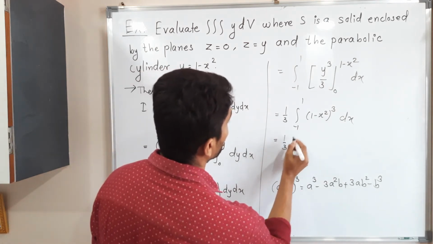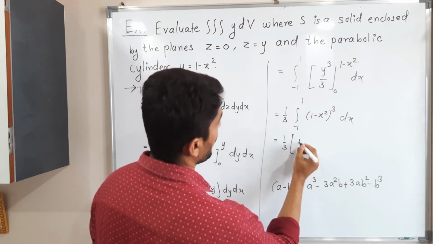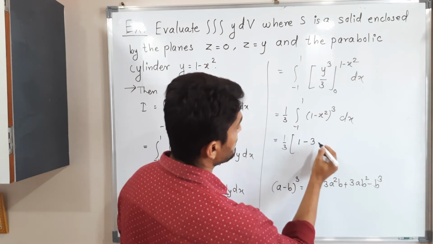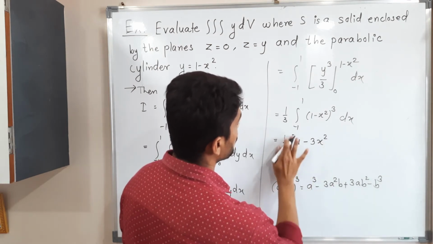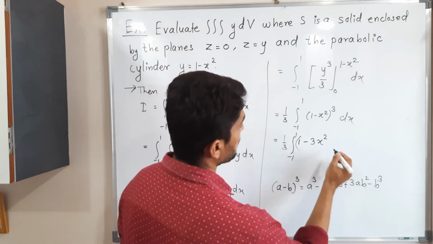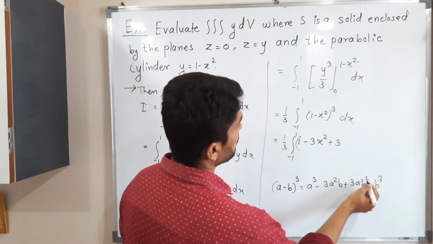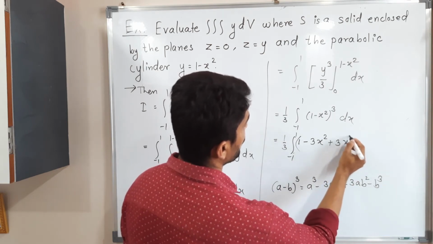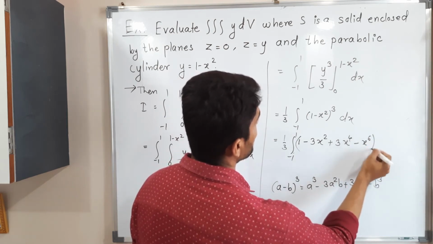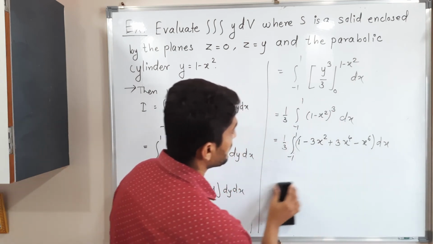1 by 3. Yes. So a is 1 and b is x square. So 1 cube is 1, minus 3, a is 1, no need to worry, b is x square. Sorry, I need to write the integration from minus 1 to 1. Correct. And 3, a is 1, b is x square, so x square square is x raised to 4, minus b cube, x square cube is x raised to 6, dx. Okay, so now simply we have to integrate.